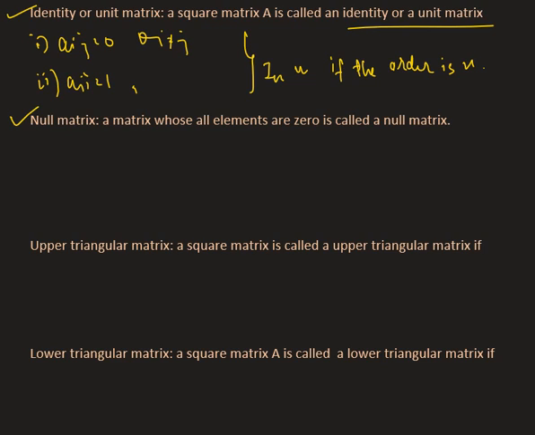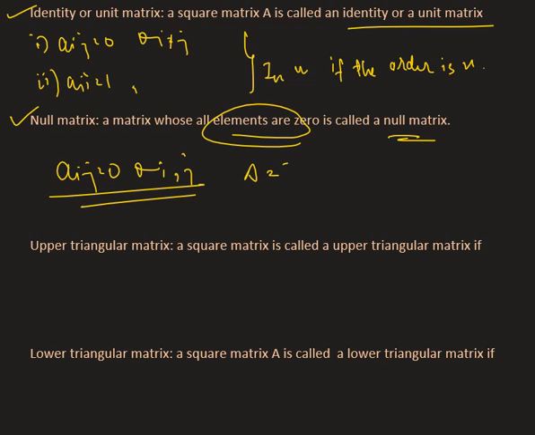Now the next one is the null matrix. A matrix whose elements are all 0 is called a null matrix. That is, Aij is 0 for all i, j. Or we can define it like this for an n cross n matrix.